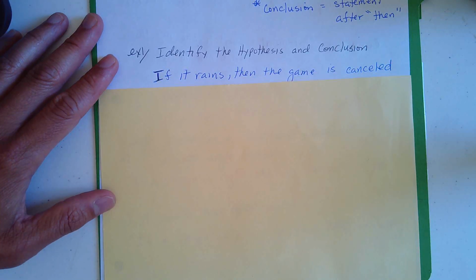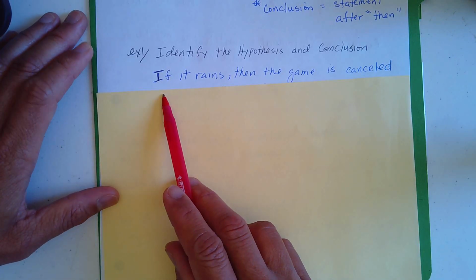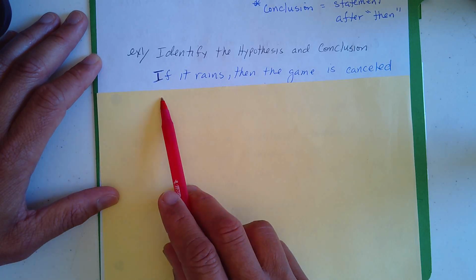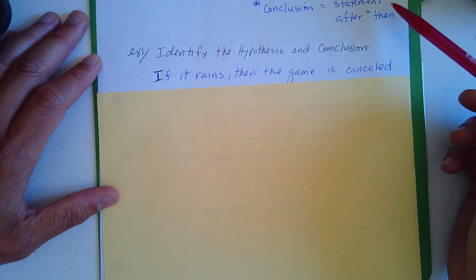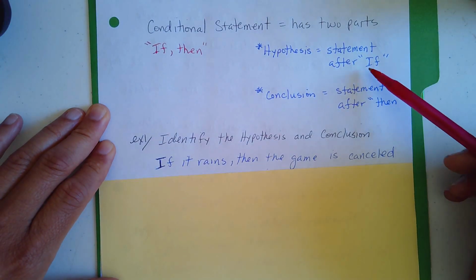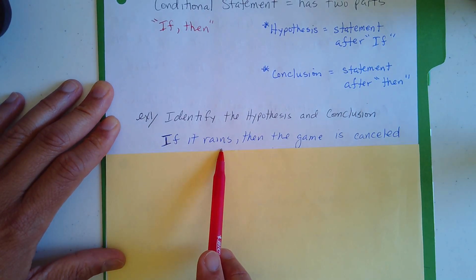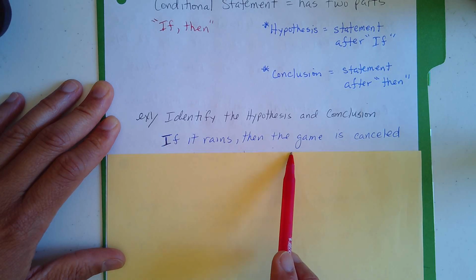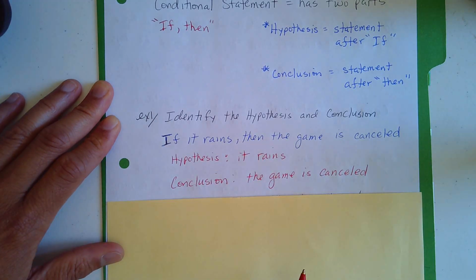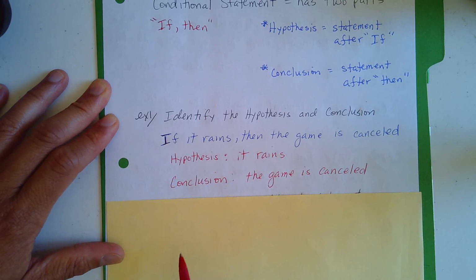Example 1. Identify the hypothesis and conclusion. If it rains, then the game is canceled. This is a conditional statement. You have the words if and then. So if, then. So according to what we said, the hypothesis is after the word if. So here is the hypothesis, it rains. The conclusion is the game is canceled. So there is your hypothesis, it rains. Conclusion, the game is canceled, for example 1.